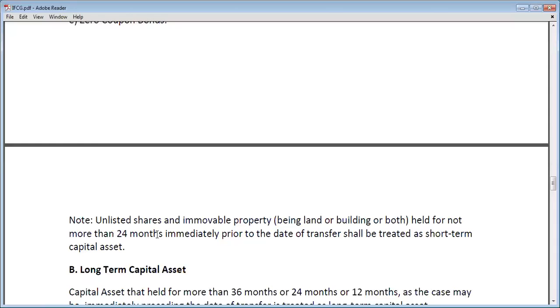First condition is for 36 months, that is the normal condition, that if the holding period is up to 36 months, then the assets will be considered as short term, and if the holding period exceeds 36 months, then assets will be considered as long term capital assets. This is the normal condition. But there are two exceptions to this rule, that is 12 months and 24 months.